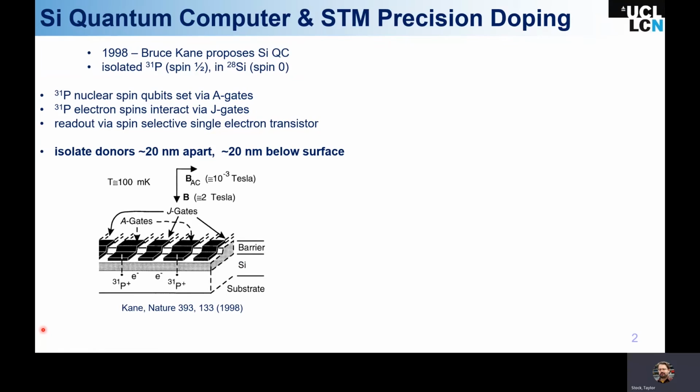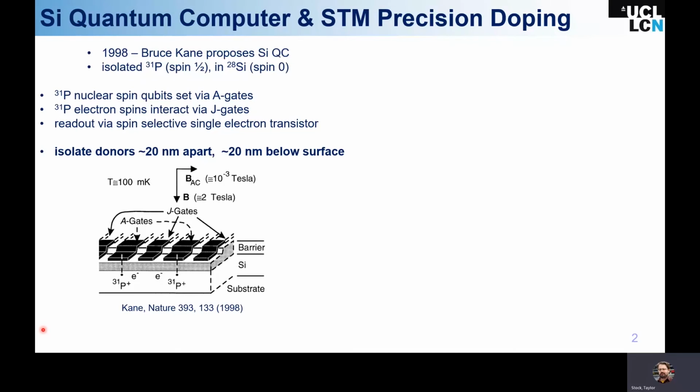So I'm going to tell you about an STM-based fabrication technique whose inspiration can be traced back to two papers from 1998. The first is the famous Bruce Kane proposal for a silicon-based quantum computer. In this design, it's required to place individual phosphorus atoms at precise positions within a silicon crystal. They specifically need to be about 20 nanometers apart from one another and 20 nanometers below the surface. Now, this is a very tall order for fabrication in 1998 and also in 2021.